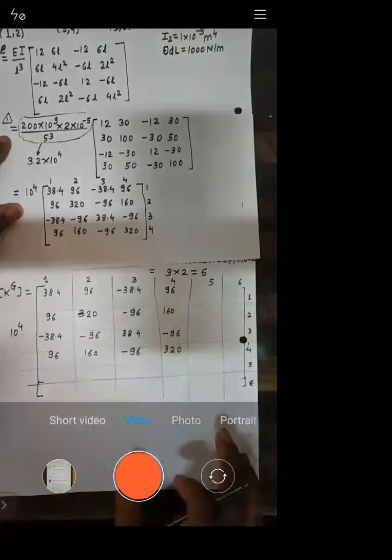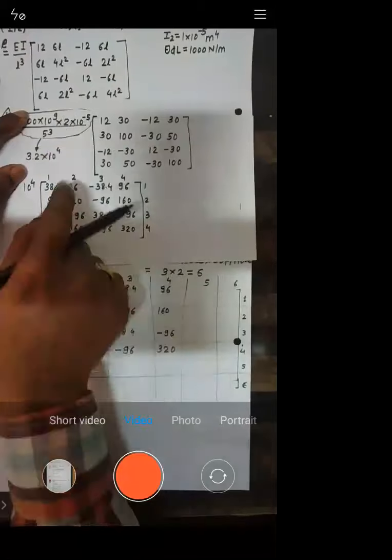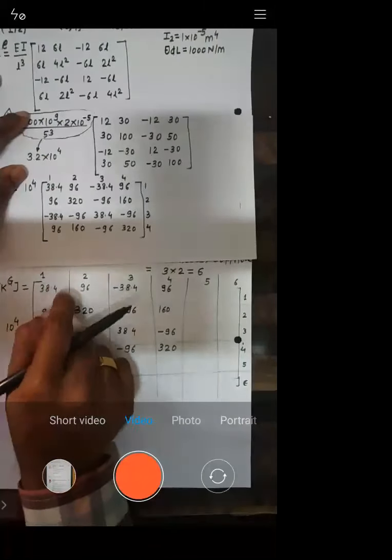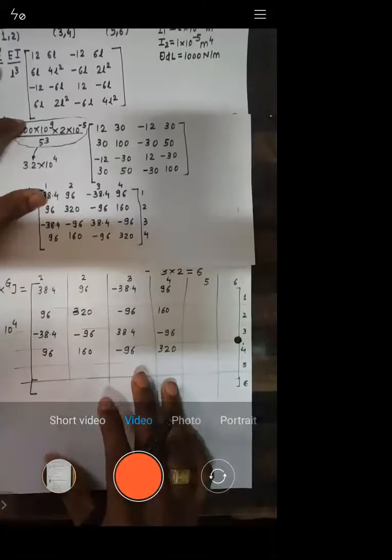Okay, see, it is straightforward. 1, 2, 3, 4, 1, 2, 3. So just write down the starting element, and beside that you can write down the rest of the elements, right? So this is for element number 1.